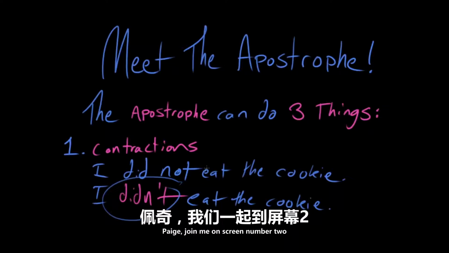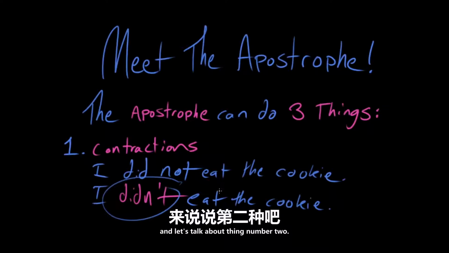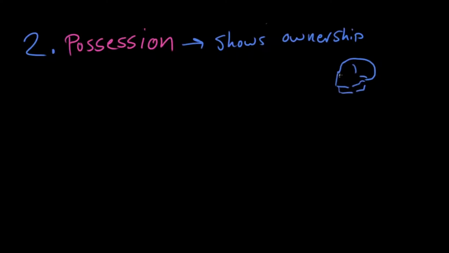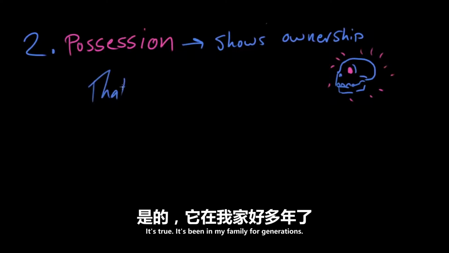Right. Paige, join me on screen number 2, and let's talk about thing number 2. Let's go. So the second thing that an apostrophe can do is show that something belongs to someone. This is what we call possession. So you can use an apostrophe to say something like, that's David's cursed skull. It's true, it's been in my family for generations.